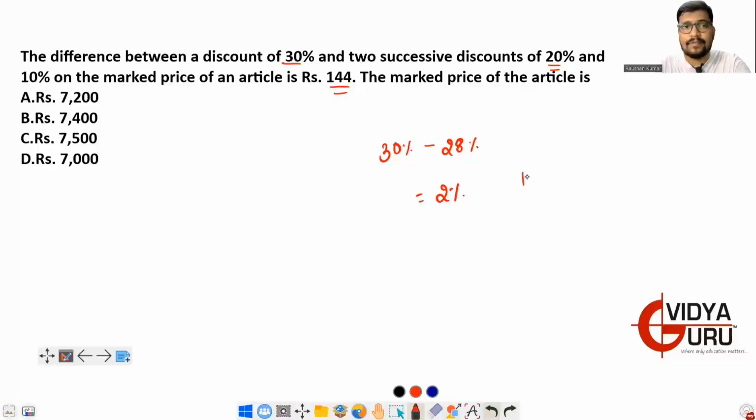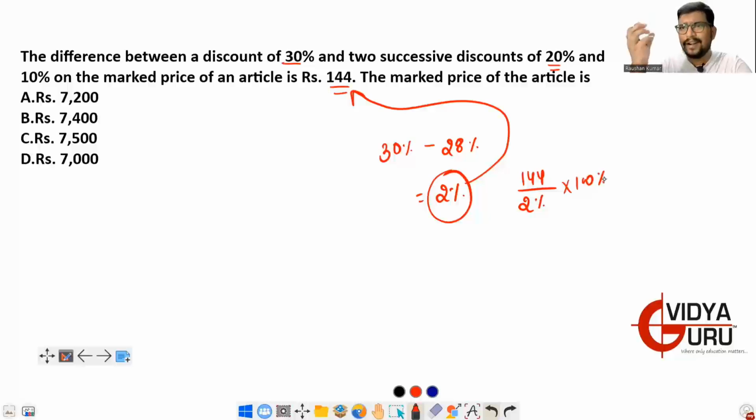The mark price of that article: we can say 144 is the value of 2%, because just because of 2% we are getting this 144. So 144 is the value of 2%, and we need the value of 100%, because on 100 we are getting the discounts. So how much should the value be? 7200 will be the right answer. Okay, so your answer should be the A part, that is 7200.